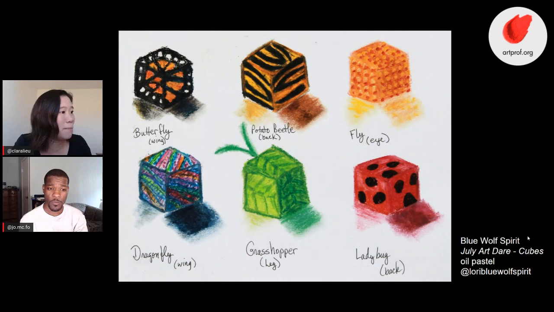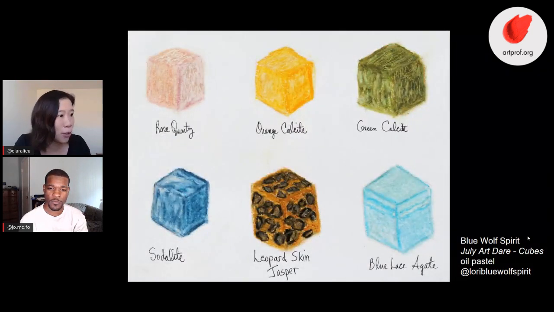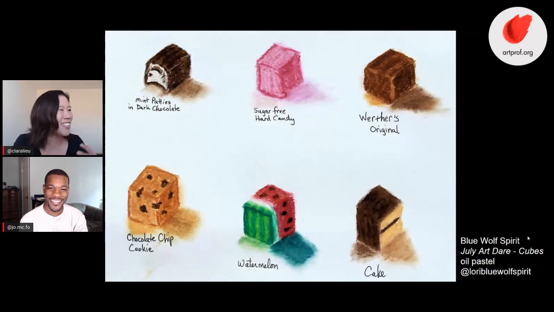So there's a butterfly, potato beetle, fly, dragonfly, grasshopper, ladybug, rose quartz, green calcite, leopard skin jasper, blue lace agate. There's caramel, sugar-free hard candy, watermelon cake, mint patties. I mean, there's a lot going on here. And these, by the way, they're done in oiled pastel.